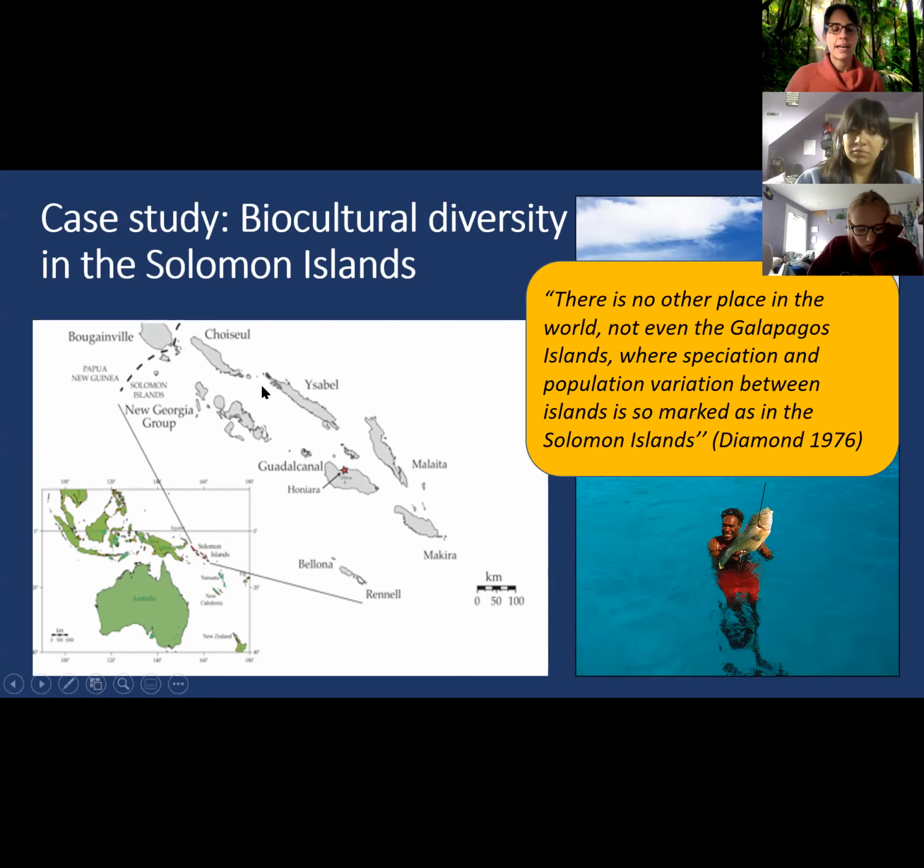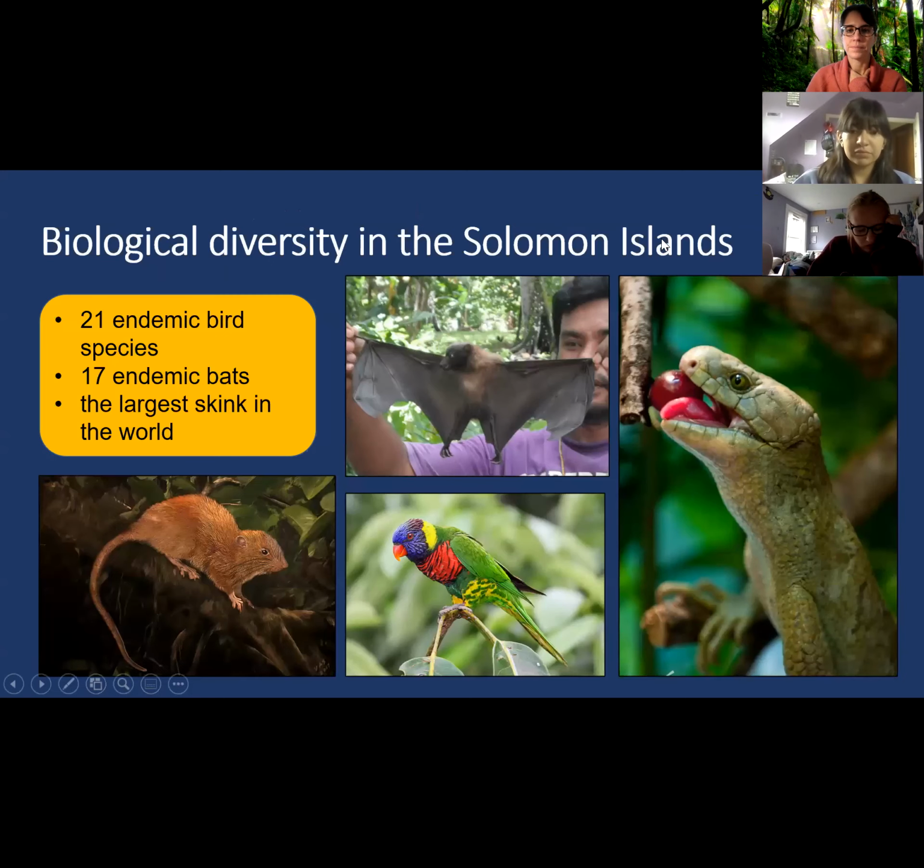Now, why is that? Well, they're in the tropics and they're islands. Each one of these islands is separate enough that it can be genetically isolated from other islands, and also has a wide range of ecosystems, because there are high altitude and low altitude ecosystems on those islands. So incredible biodiversity.